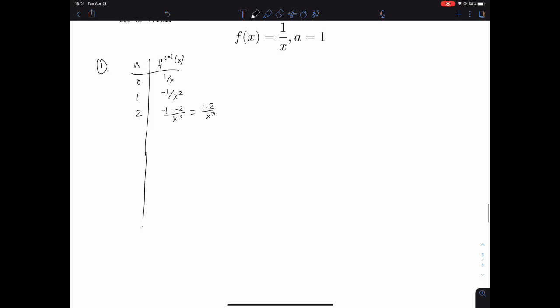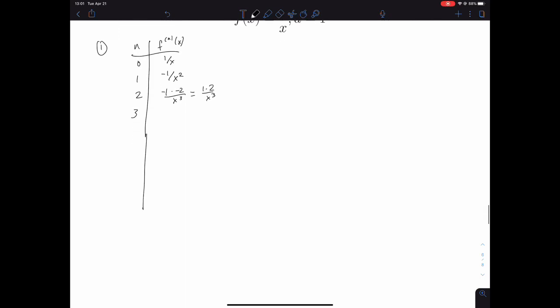My third derivative, so this is times x to the negative 3. So when I differentiate, I'll have negative 1 times 2 times 3 over x to the 4th. And again, why do I leave it like this? This falls into the don't simplify.